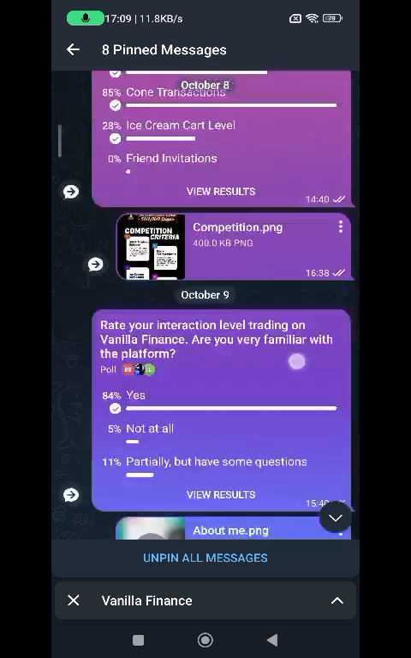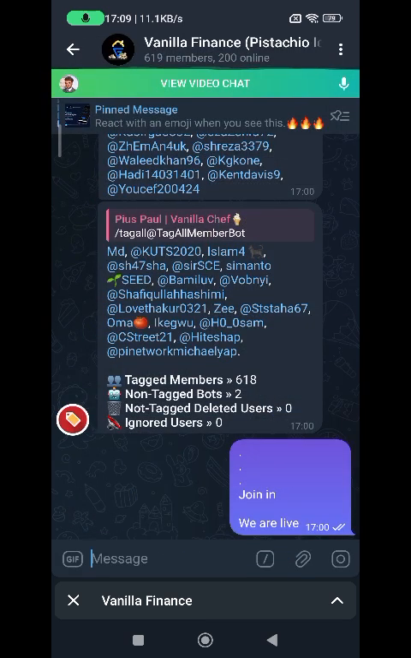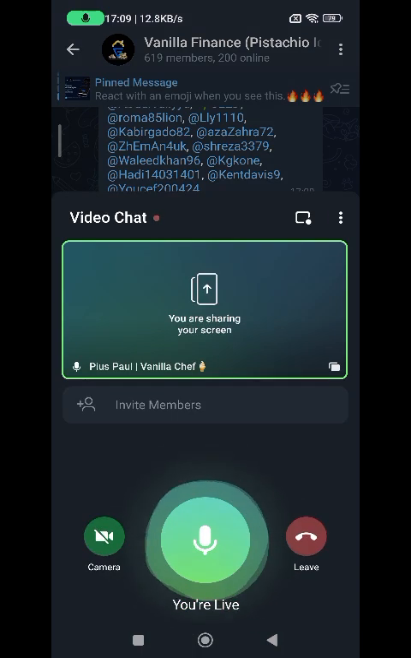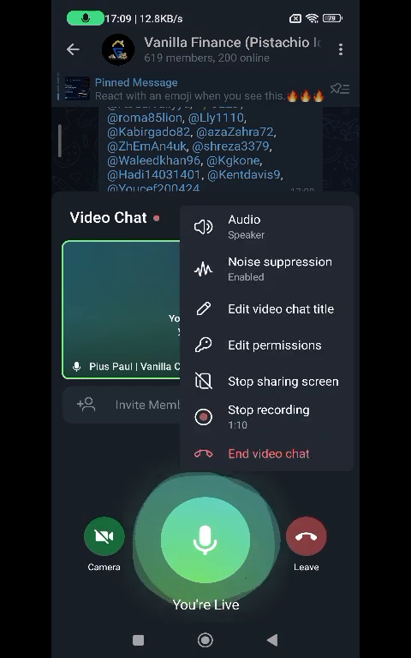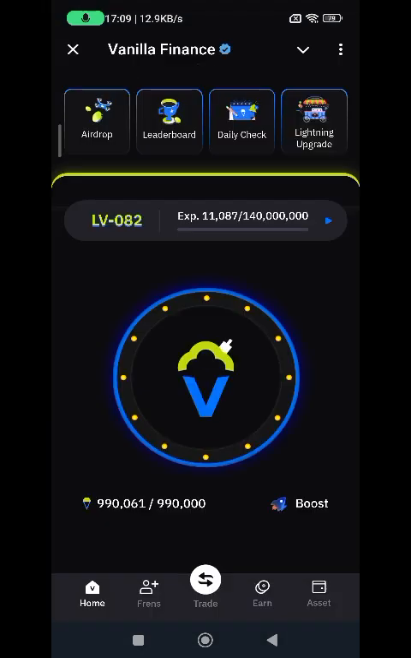All right, so let's get into the real deal. I just need to be sure that everything is going smoothly. I'm sharing my screen, it's recording. So when you launch your Vanilla Finance platform, this is the first interface you get to see. This is the home interface.